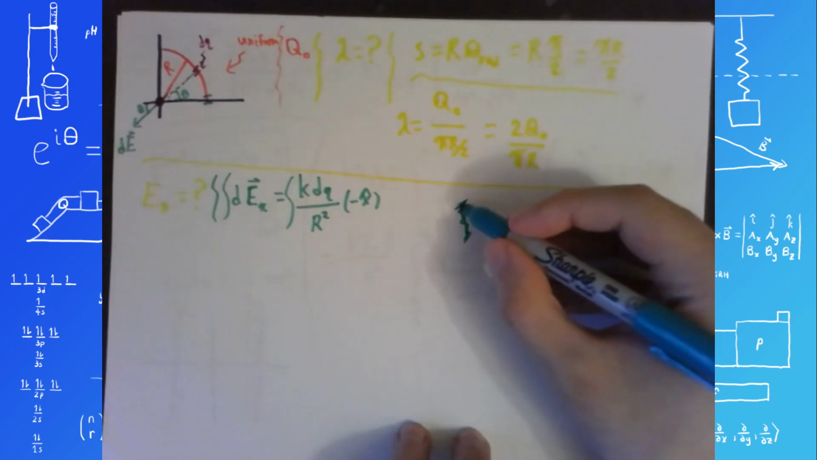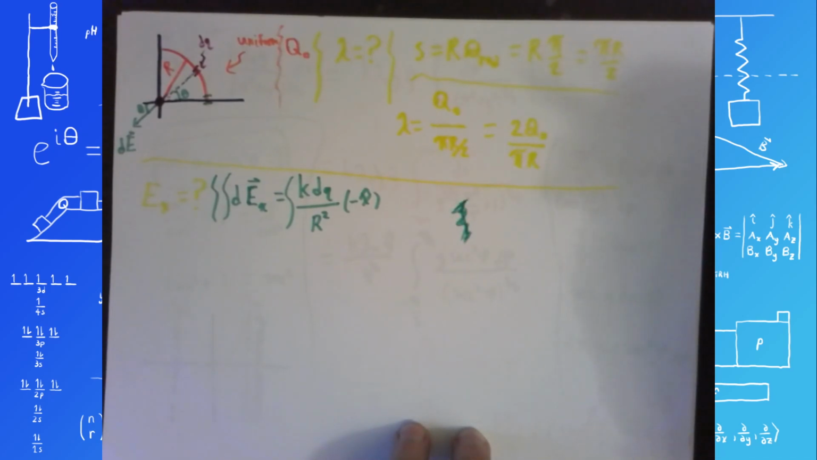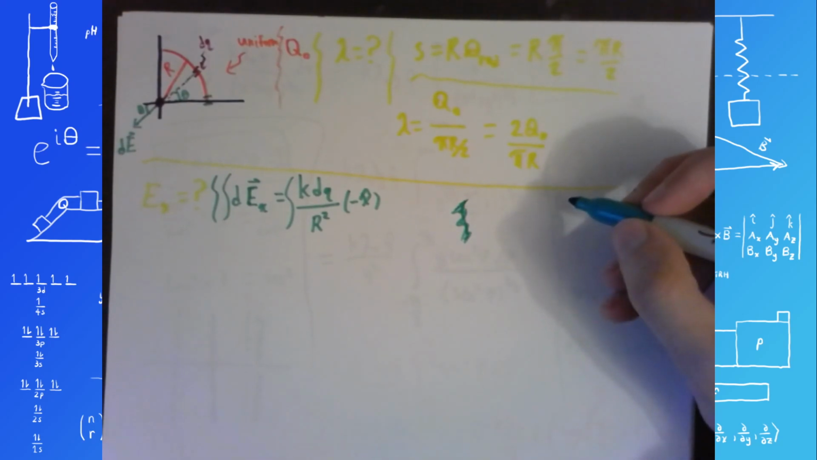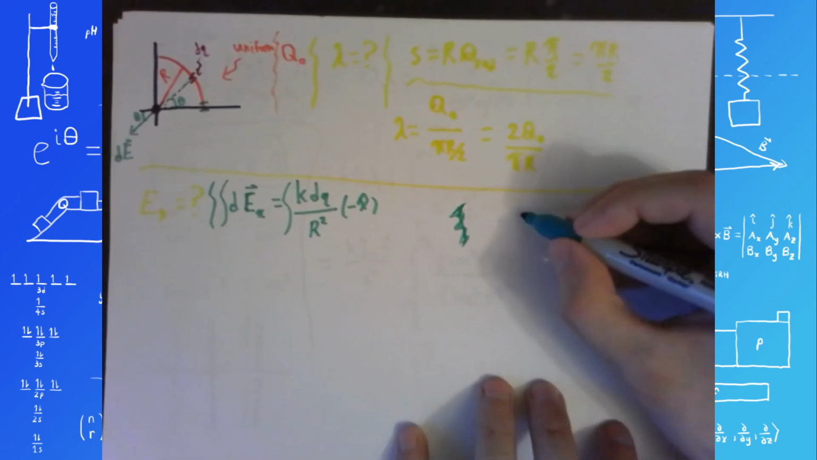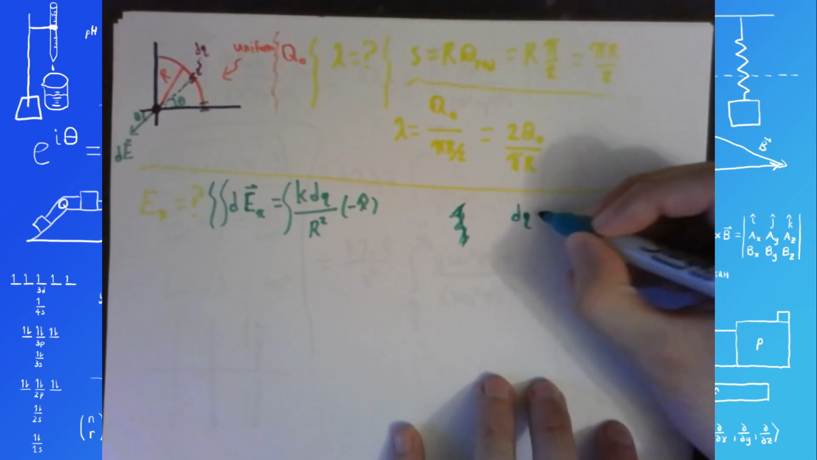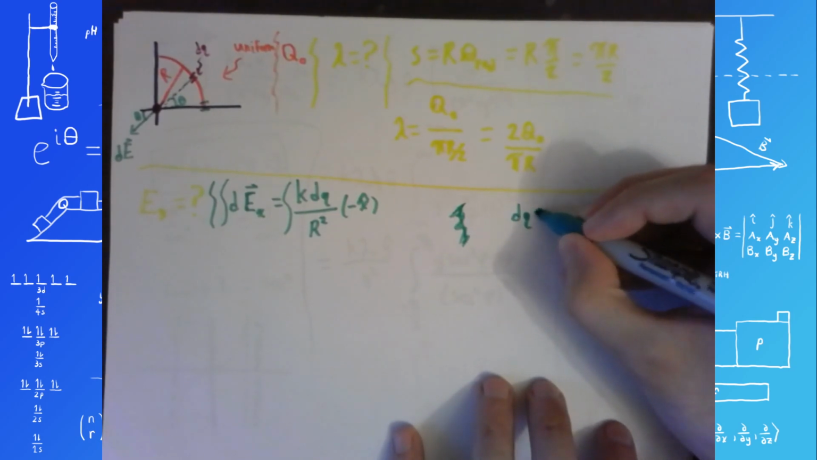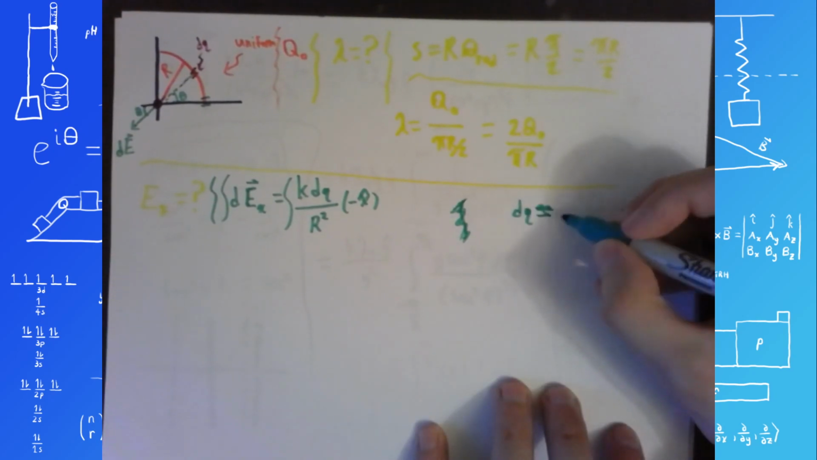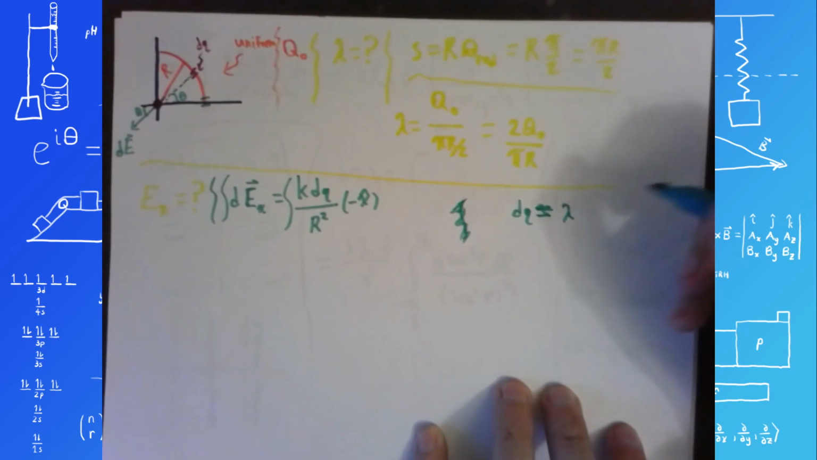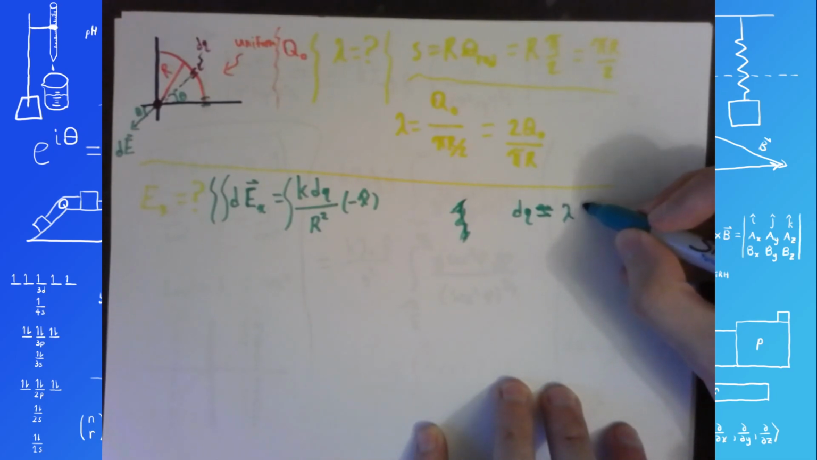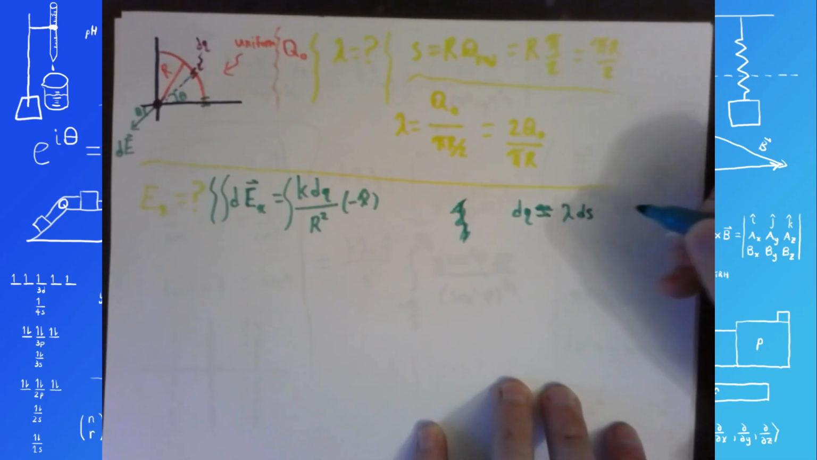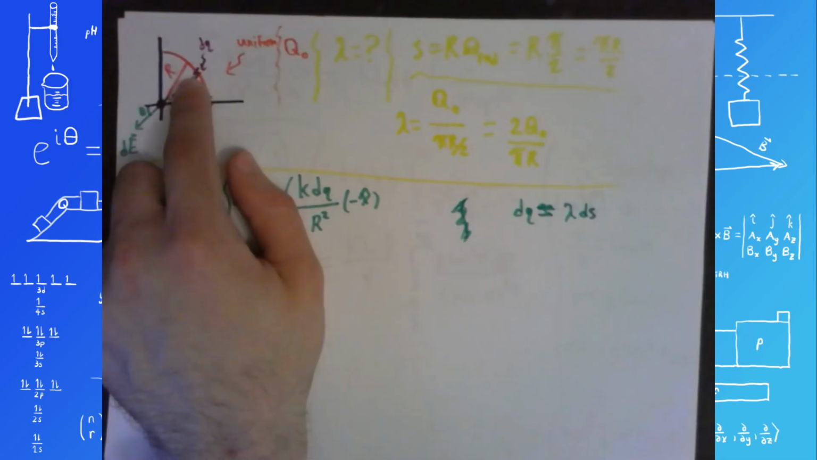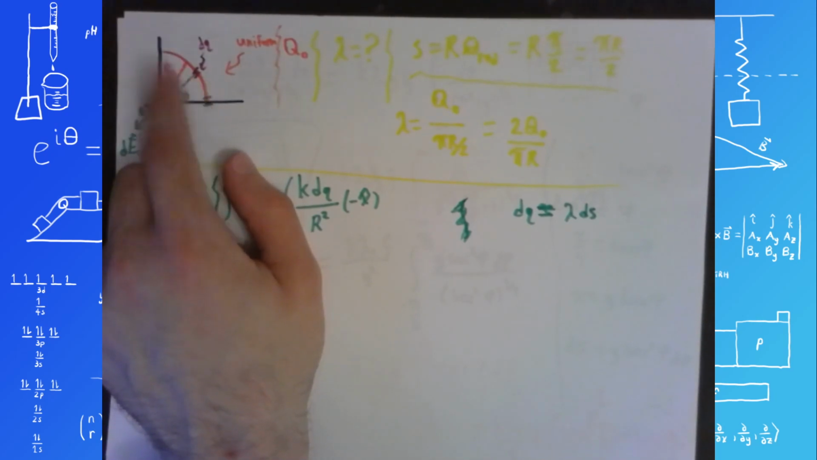Let me erase that. I don't even know why I wrote it in the first place. Let's see. So dq, can I write it in terms of theta? Well, first of all, dq in terms of our charge density is equal to the charge density times whatever change in length contains that amount of charge dq.